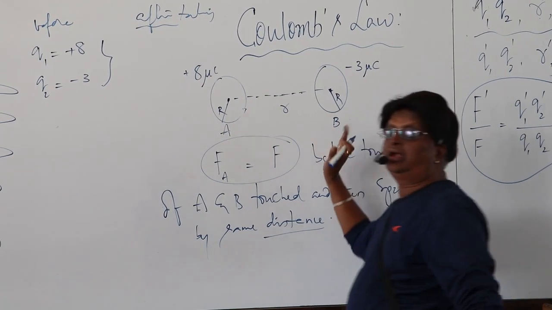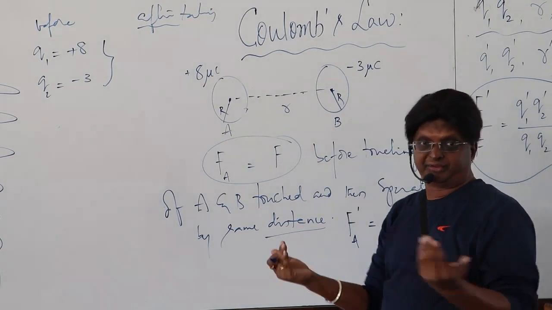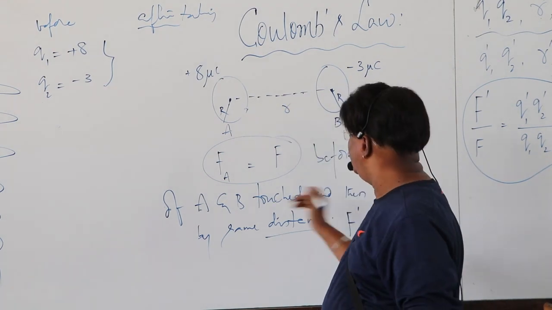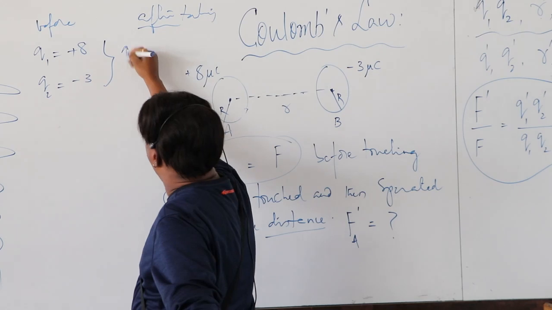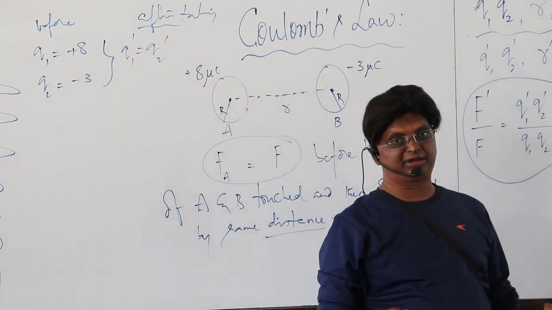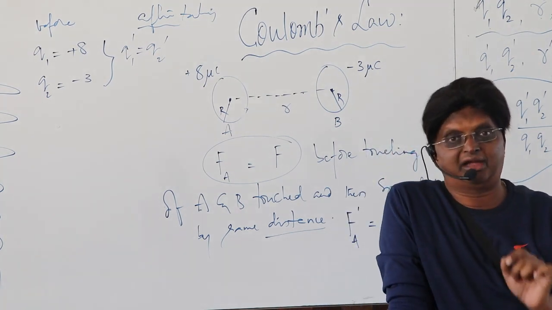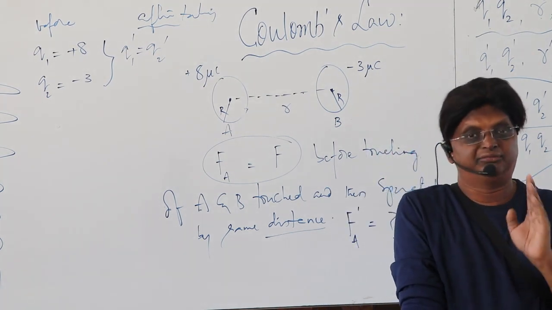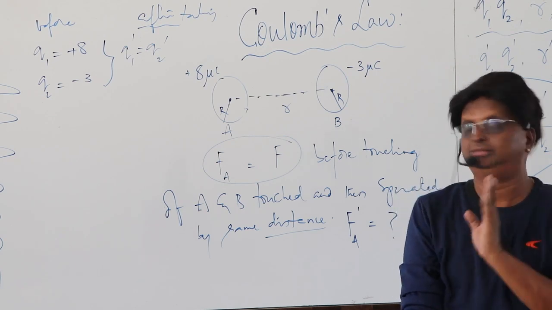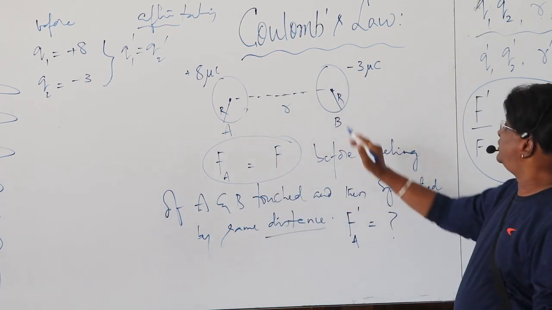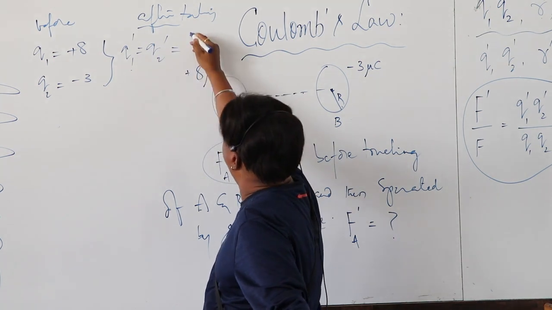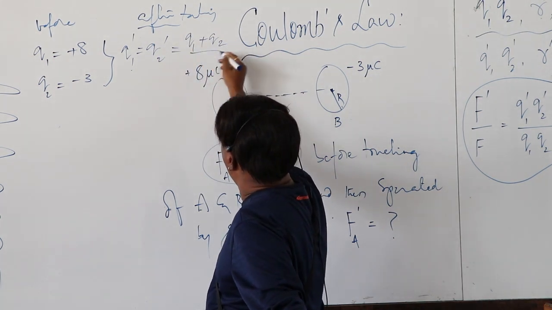Here, when A and B are touched with each other, there will be redistribution of charge such that, following conservation, Q1 dash is the same as Q2 dash. Remember, these charges become the same only if the size of the conductors is the same. If the sizes of the conductors are different, no such equal charges will appear. This is the case for the same size, then Q1 dash is equal to Q2 dash is equal to Q1 plus Q2 by 2.